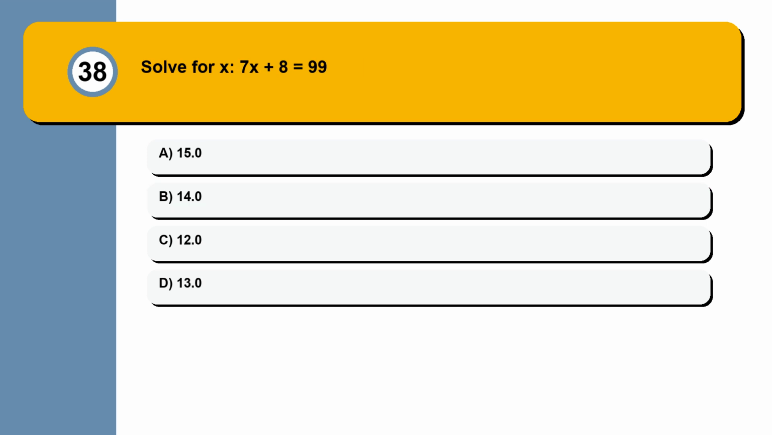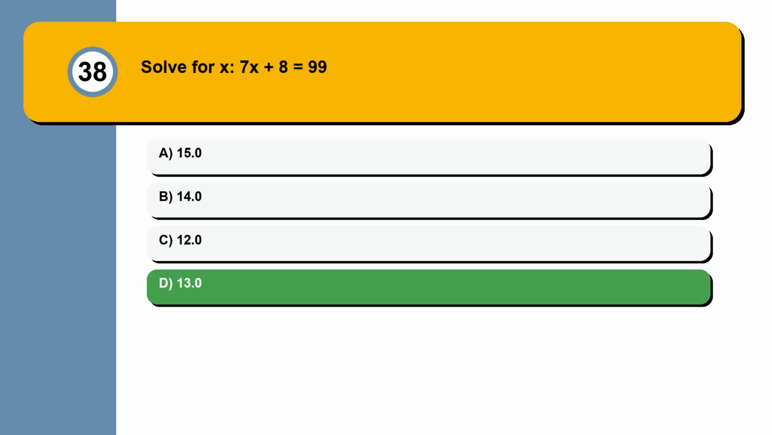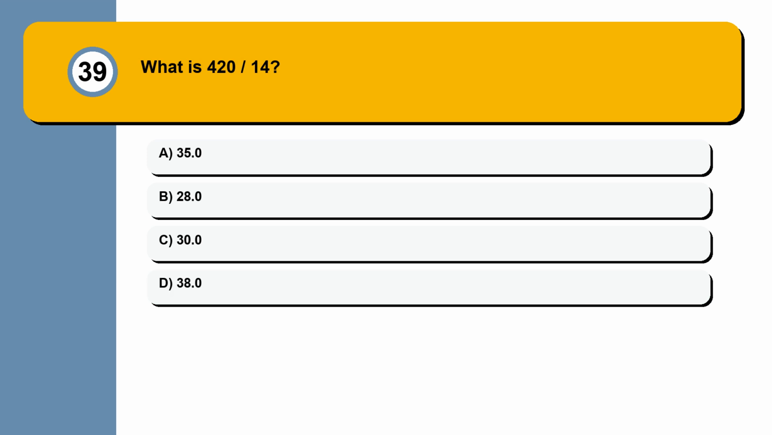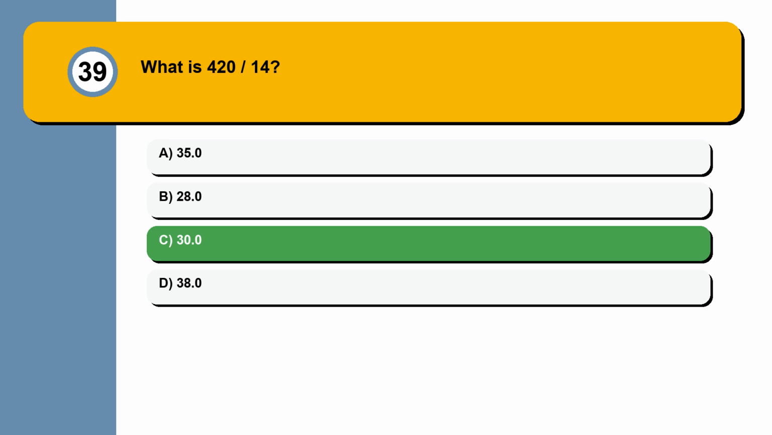Question 38. Solve for x. 7x plus 8 equals 99. 15.0, 14.0, 12.0, 13.0. Subtract 8 from 99 to get 91, then divide by 7 to get 13. Question 39. What is 420/14? 35.0, 28.0, 30.0, 38.0. The result of the calculation is 30.